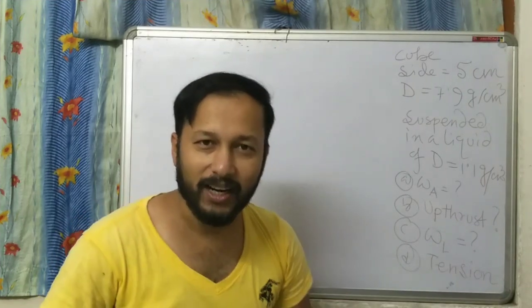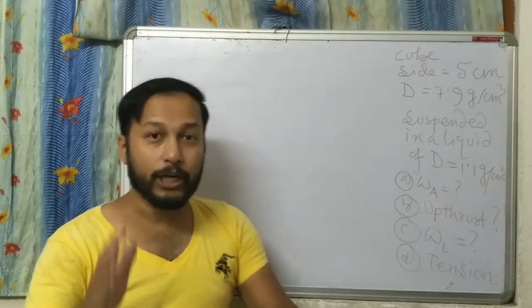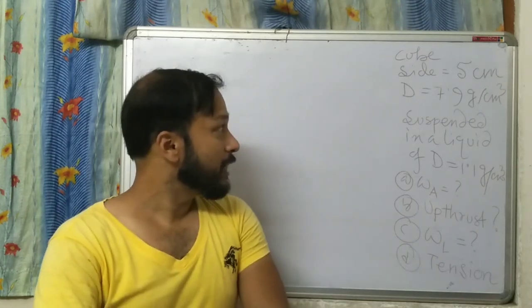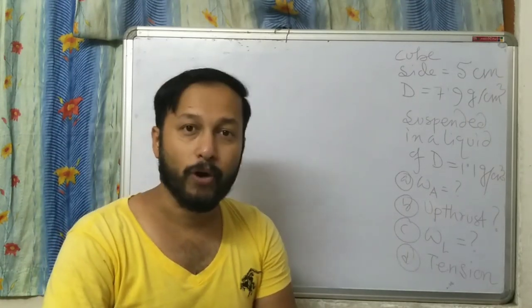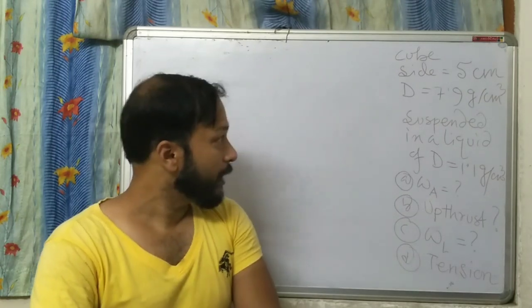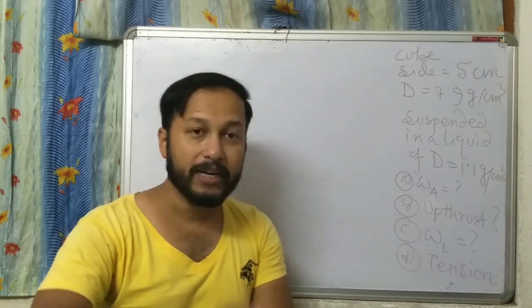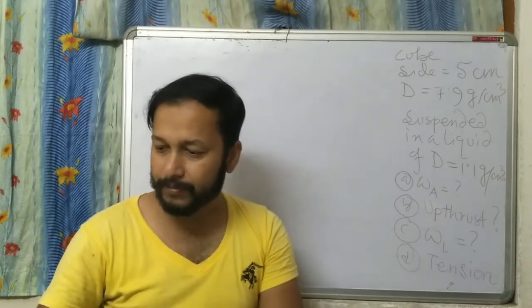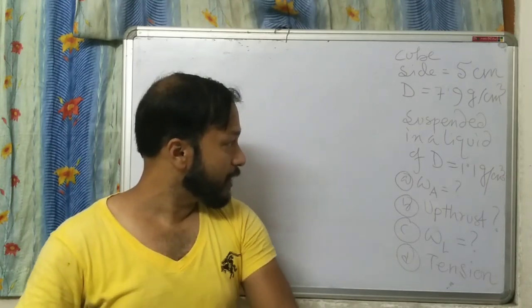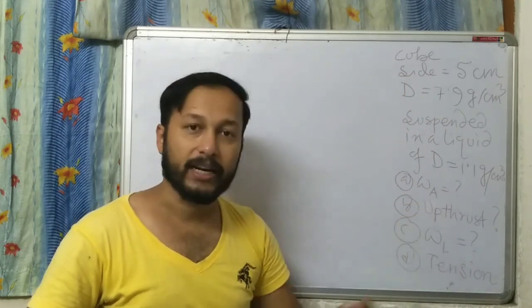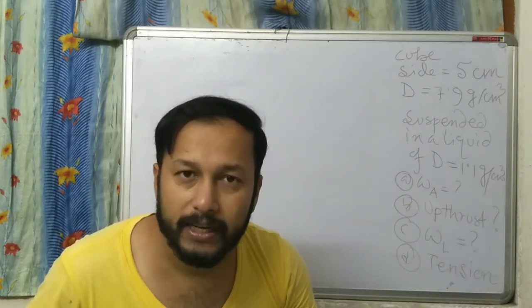See the next numerical. In this numerical, a cube is given. A cube whose side is 5 centimeter, and the density of that cube is 7.9 gram per centimeter cube. Okay, and the cube is suspended in the liquid. Okay, let us draw it. First of all, what do you have to find? You have to find the weight of the same cube in air. What is the weight of the cube in air?